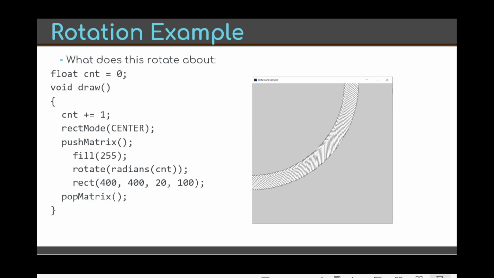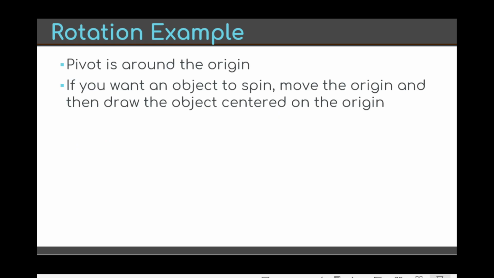So this is why push matrix and pop matrix are kind of handy. So pivot is around the origin. If you want an object to spin, move the origin, then draw the object centered on that origin. Something that'll be handy for you.